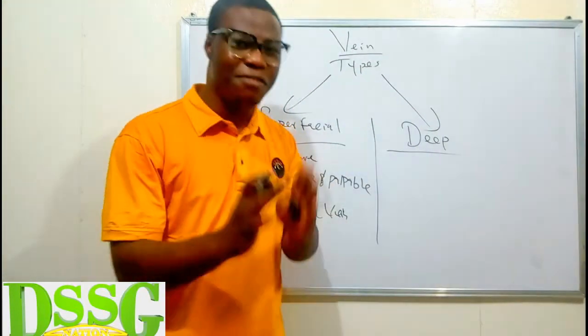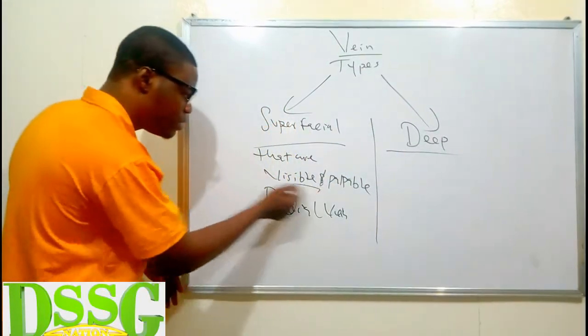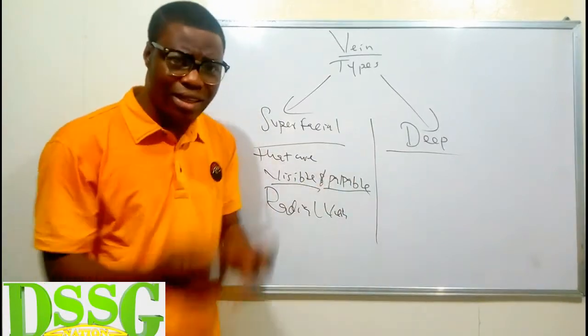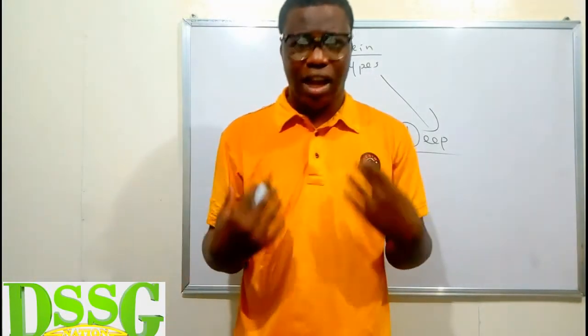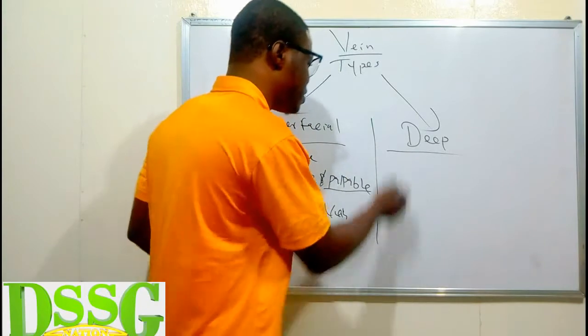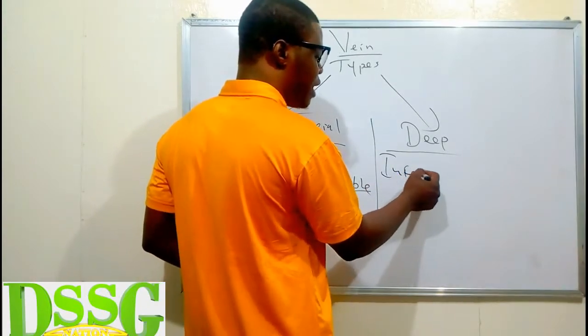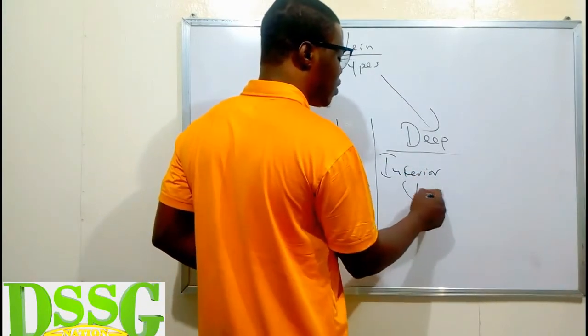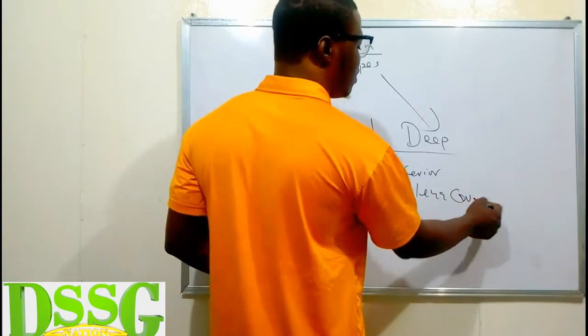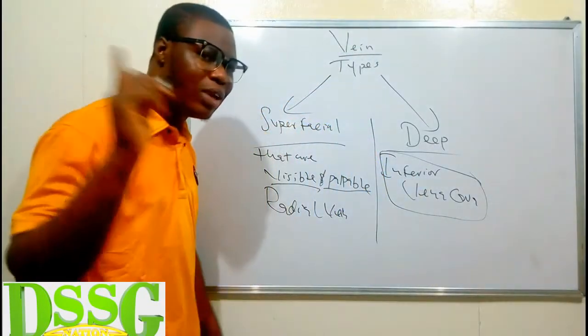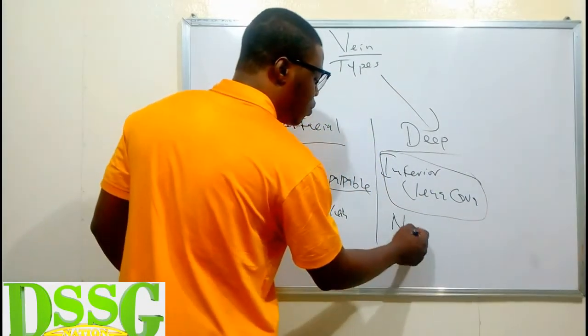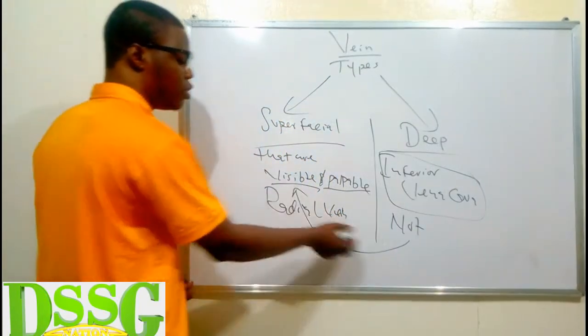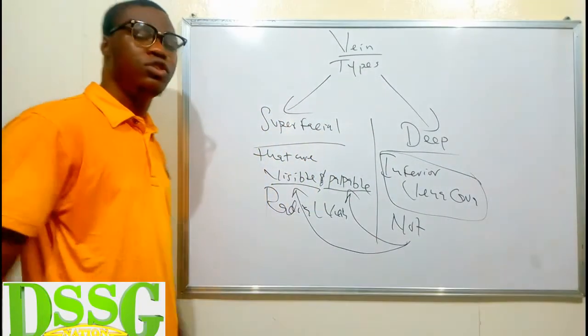Deep veins, they are veins that are not what? They are not visible and they are not palpable. So you can't see them merely looking at someone like this, and you can't palpate them. So an example is inferior vena cava. Don't ask me what inferior vena cava is. We are going to be talking about it later. So just forget about it now. Just know that they are not visible or palpable. So those are the deep veins.